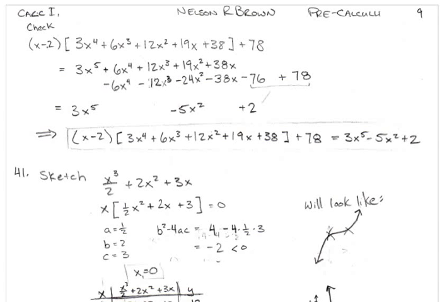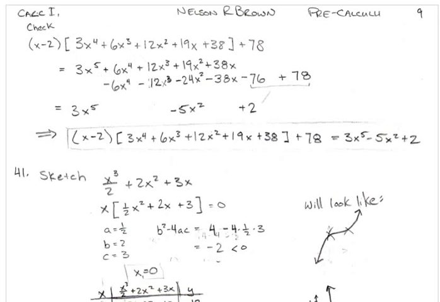So I multiply x minus 2 by the expression that I just got. I multiply x times 3x to the fourth, and I get x to the fifth. I multiply x by 6x to the third, and I get 6x to the fourth. I'm just increasing the power by 1 whenever I multiply each one of these, right? So 12x squared becomes 12x cubed, 19x becomes 19x squared, 38 becomes 38x.